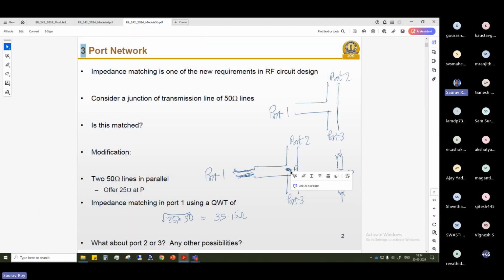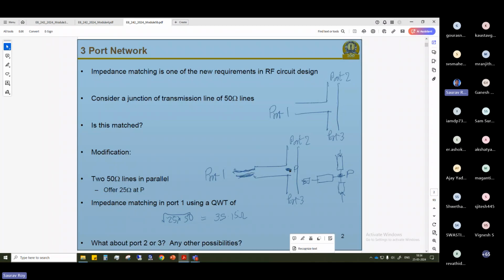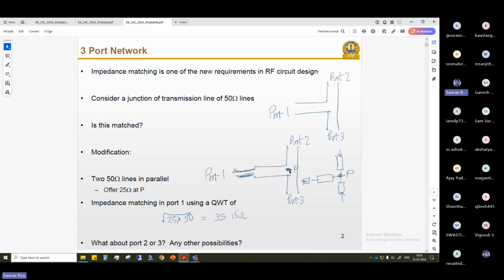If you see here, my cursor here, point P. There is a junction of two ports, port 2 and port 3. It offers 25 ohm. So definitely port 1 cannot be matched. To match, it should have a 50 ohm line. It should have a 50 ohm resistance there, right? So that means simply connecting three 50 ohm lines together, you cannot have a matching.